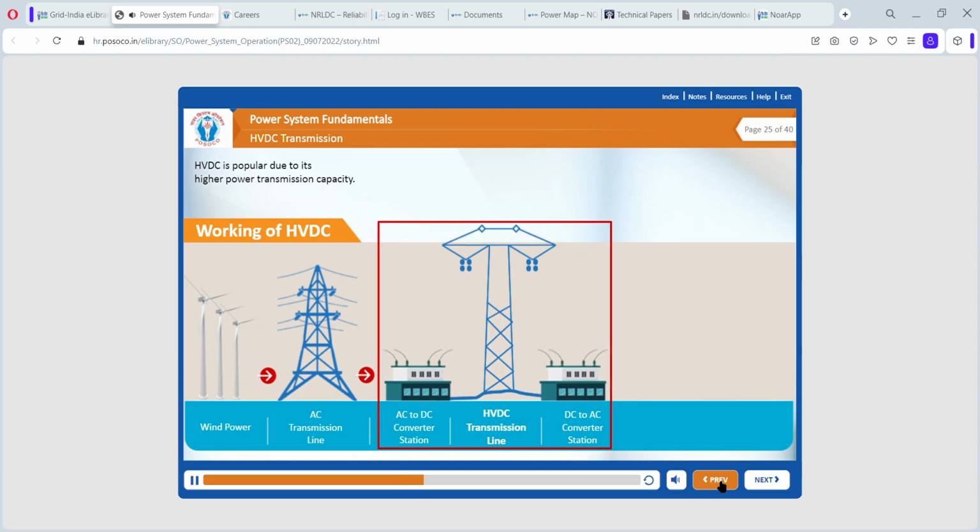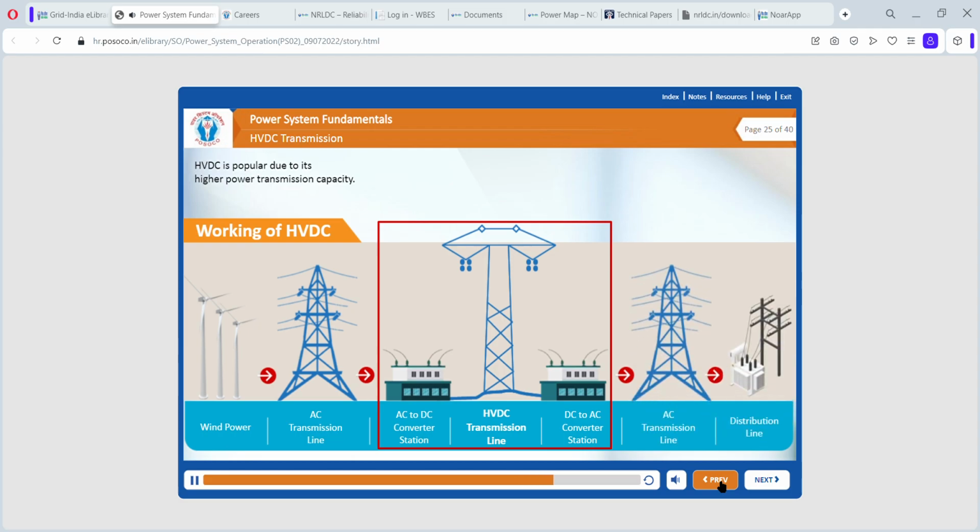HVDC transmission system is the combination of AC and DC system. First, the generated AC voltage is converted into DC at the transmission end. When it reaches the receiving end, DC is inverted to AC for distribution purposes. So, in order to carry out this operation, we need conversion devices at both ends of the transmission line.